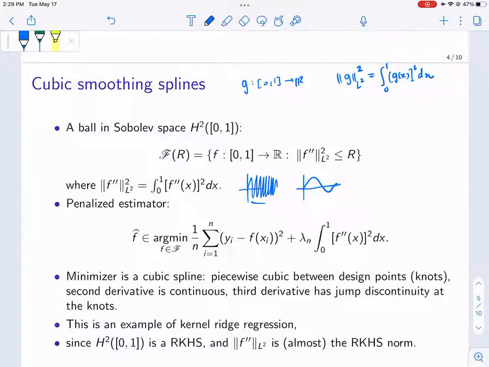This is an example of a kernel ridge regression, and this is an example of this RKHS setting. You can actually reduce this to a finite dimensional problem using the theory of RKHSs. The solution optimizing over this infinite dimensional class reduces to optimizing over a certain finite dimensional class defined by these knots. And then you can actually write down the solution. So you can solve a linear equation and write down a closed form solution for this.